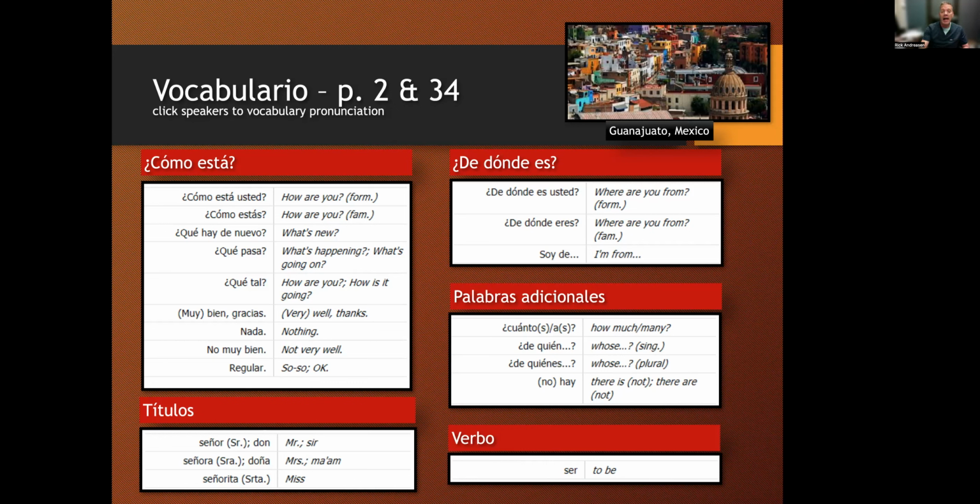And then the word hay, we'll have a lesson on that as well. Hay means there is, no hay, there is or there isn't, there are, there aren't. Hay is a very, very useful phrase because one word means both there is and there are. It doesn't change for plurality. So hay or no hay. And then we'll look at the verb ser. Ser is the most common verb in Spanish. It means to be. And we'll look at its different conjugations and its different meanings.